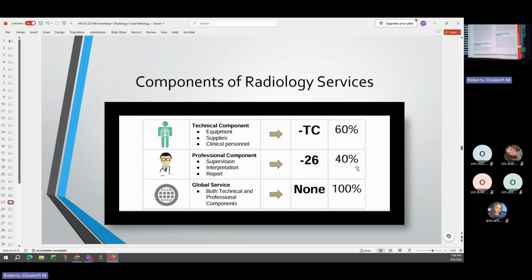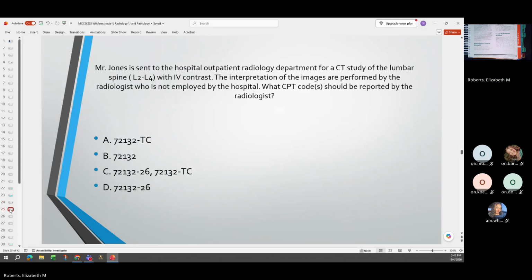So sometimes you got to break it up. If it's not broken up and you work for a company or a healthcare organization where you perform both the technical and the professional components, you bill it with no modifier, or I should say at least no TC or 26. You very well should probably put an RT or an LT modifier, and you get paid 100%, right? Because you did that global service.